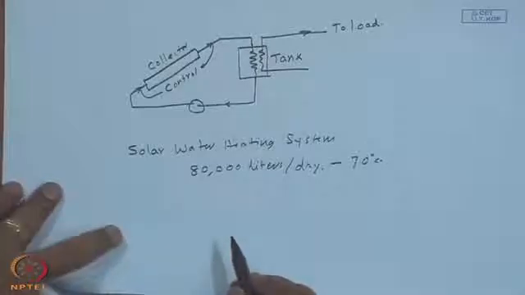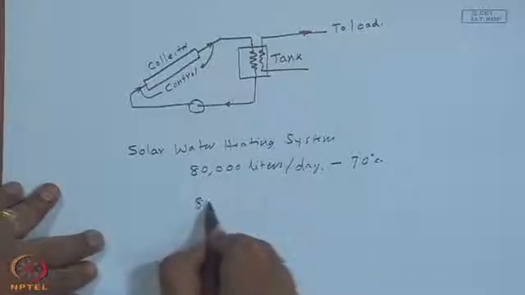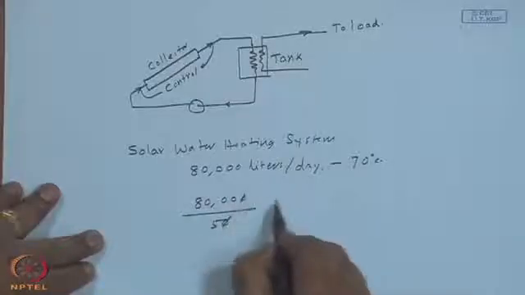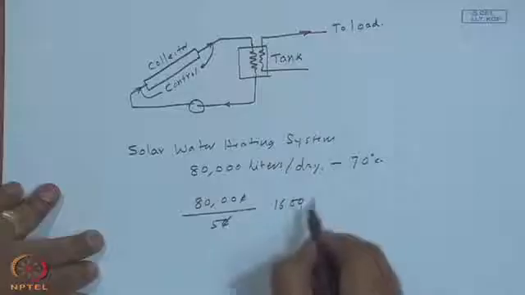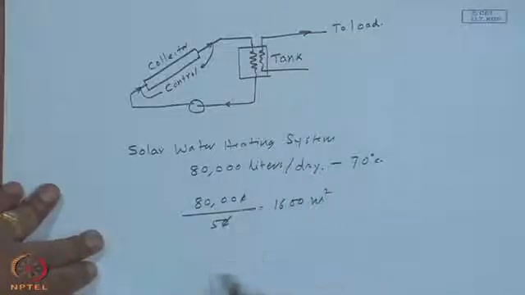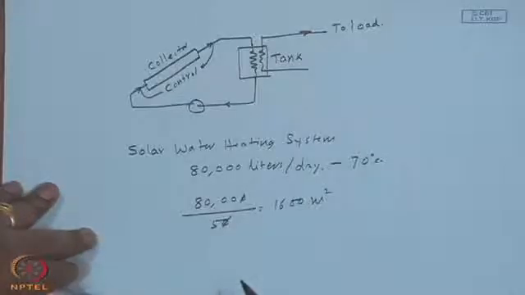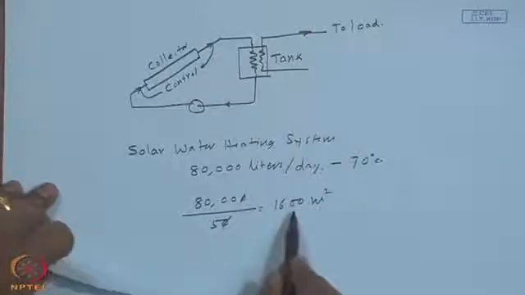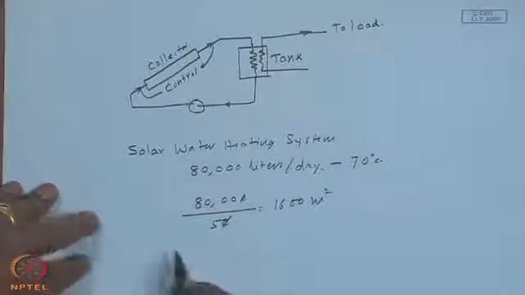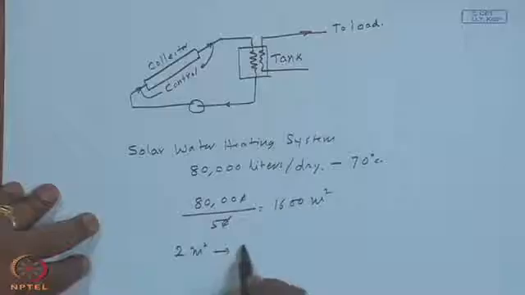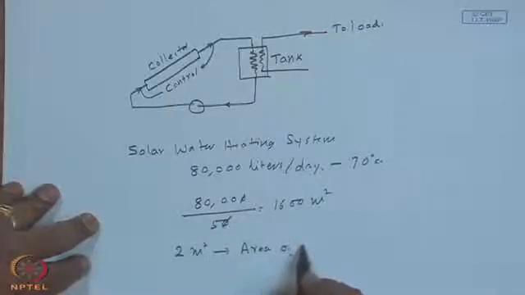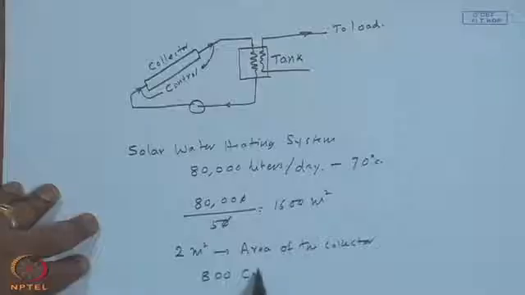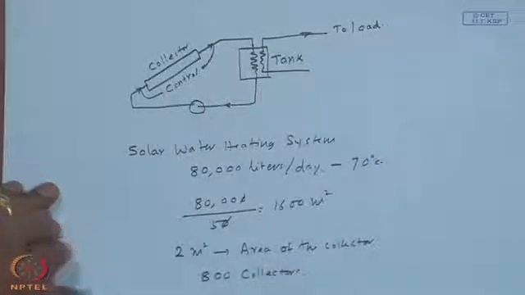So, this will require approximately, if I may say so, 80,000 divided by 50, that comes to 1600 meter square. At 70 degrees centigrade, I am assuming 1 square meter collector area will deliver about 50 liters per day. So, this comes to about 1600 meter square. So, if you take 2 square meters as the area of the collector, there will be 800 collectors, all of them connected to each other.